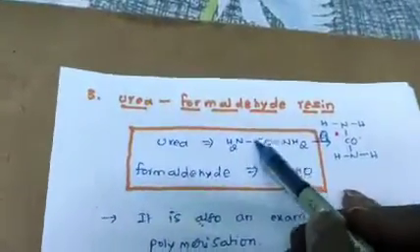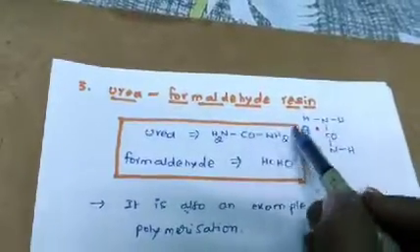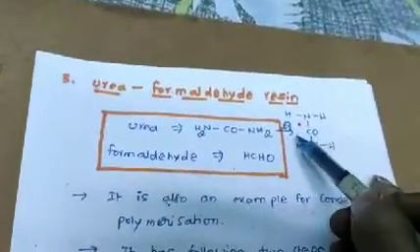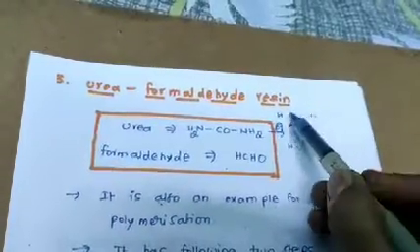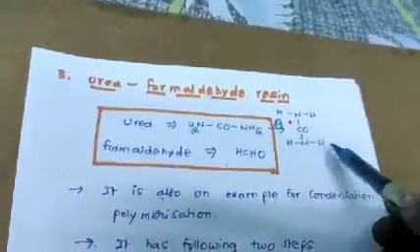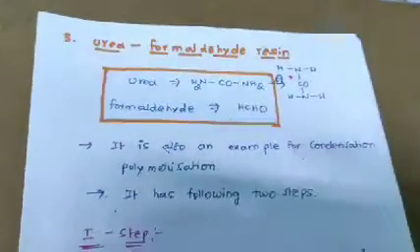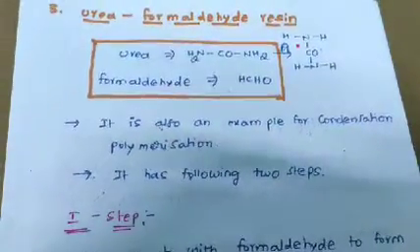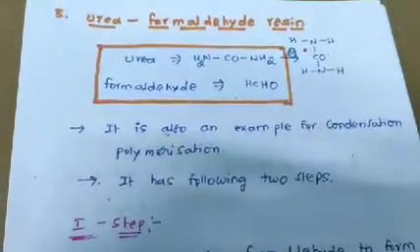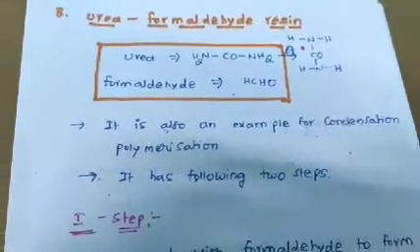Urea's molecular formula is NH2CONH2. For our convenience, we write it like this: CONH2 and then NH2. And the formaldehyde formula is HCHO. It is also an example of the condensation polymerization mechanism. It means that in this named reaction also, a water molecule gets eliminated.